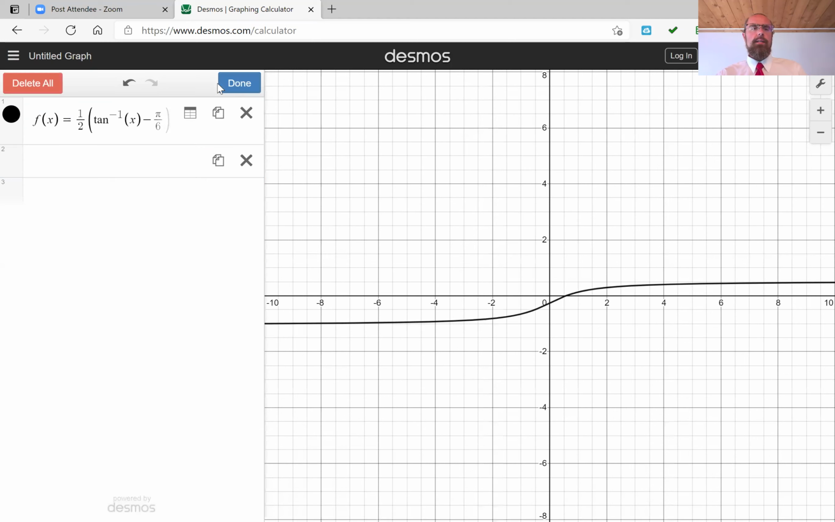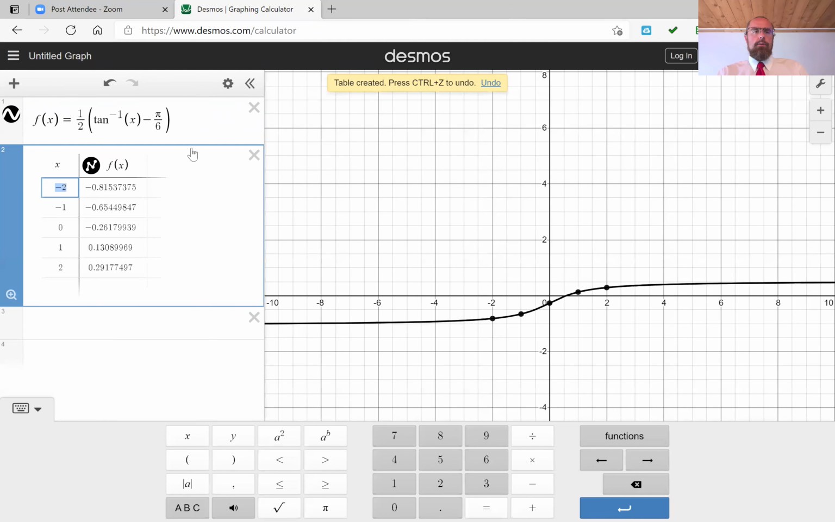So again, I want to get a table. And definitely the inverse tangent, we can see how it's the tangent graph turned on its side. So the left side is infinite towards negative infinity. The right side's infinite towards positive infinity. So I'm going to just pick up this exact table that we got. I'm just going to round to the nearest hundredth. So -2, I'm going to pick the point -0.81, actually 82. -1's -0.65, 0 is -0.26, 1 is 0.13, 2 is 0.29.